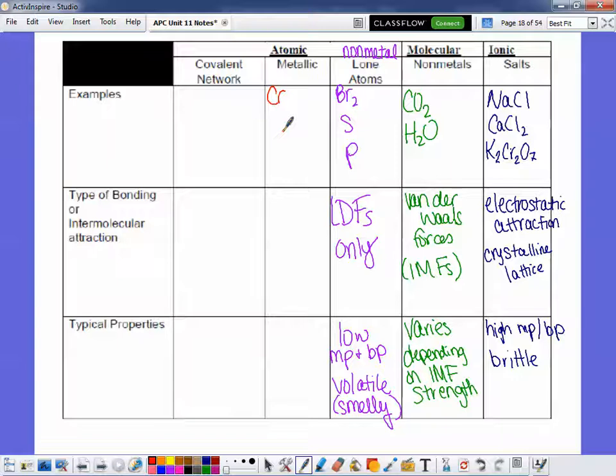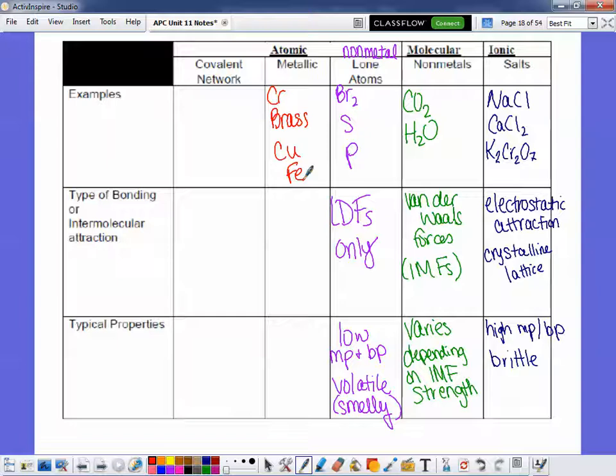Okay, how about brass? It's a metal alloy, but it's all metals, which is why I erased lone atom. Copper, iron, those typical metals we're thinking of. Okay, gold, aluminum, yep, great. Yes, those are all great examples.